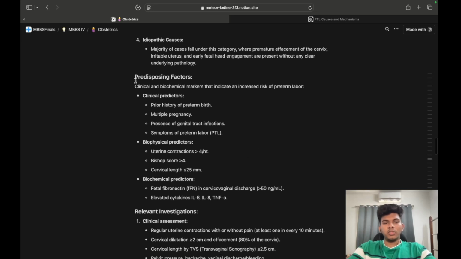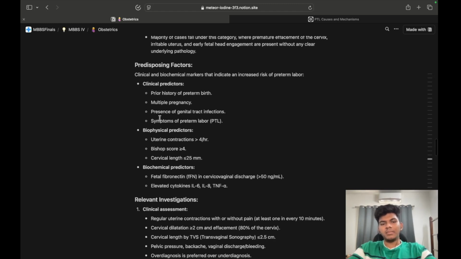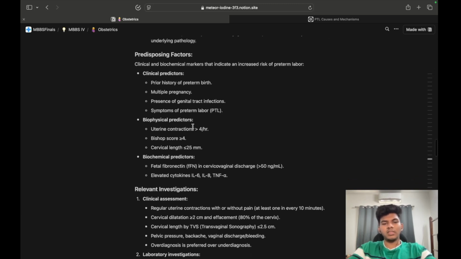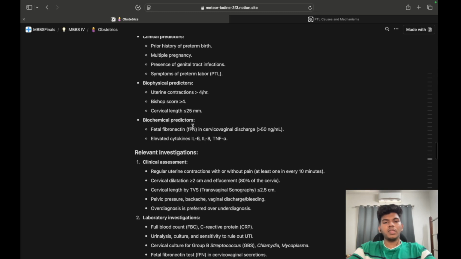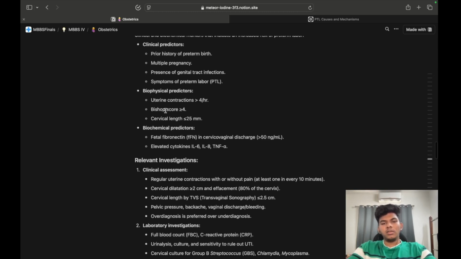Next, coming to predisposing factors, clinical biochemical markers that indicate an increased risk of preterm labor. So there are clinical predictors, biophysical predictors and biochemical predictors. First one, clinical: prior history of preterm labor, multiple pregnancy, presence of genital tract infections and symptoms of preterm labor. And then there are biophysical predictors like contractions, Bishop score and cervical length.